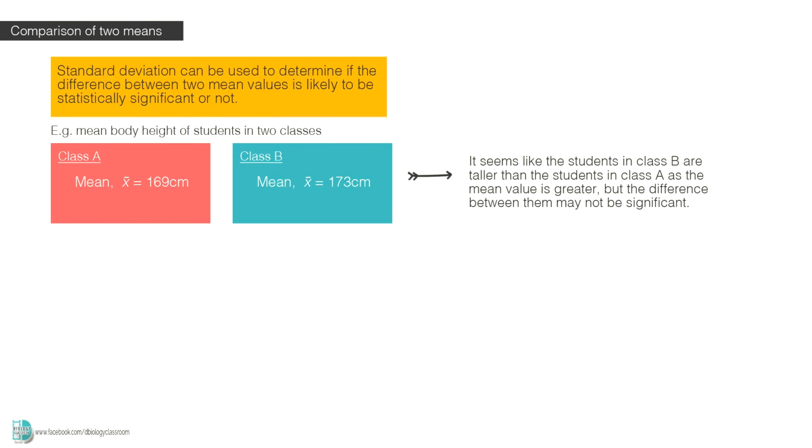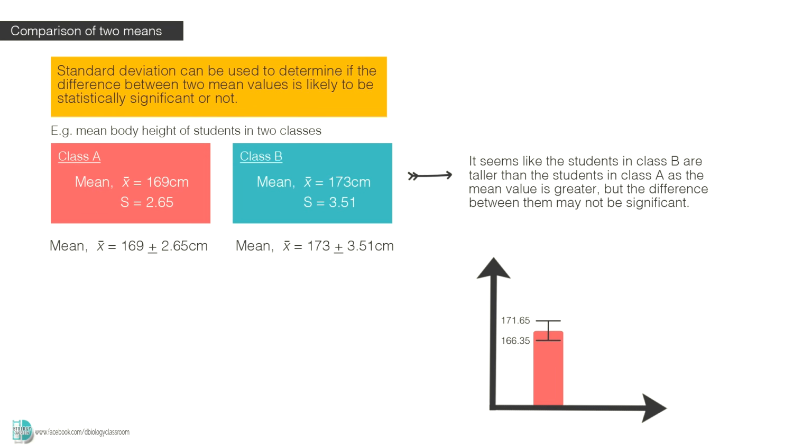Let's say we did the calculations and found that the standard deviation for A is 2.65 and the standard deviation for B is 3.51. You can now express the two mean values as mean plus or minus standard deviation. You now have a range of where the mean can possibly fall, taking into account the spread of the data. For A, the range for the mean value is 166.35 to 171.65 cm. For B, the range is 169.49 to 176.51 cm.